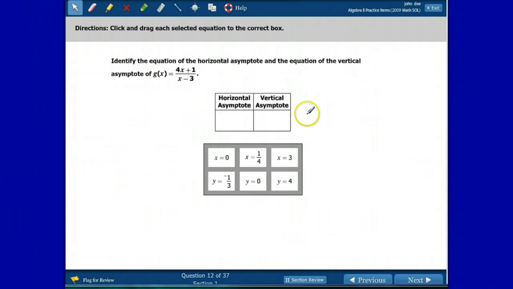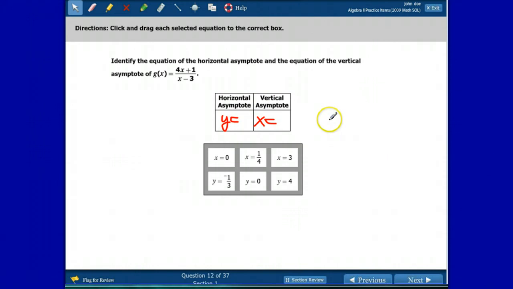Alright, to find horizontal and vertical asymptotes, the first thing you need to know is what letter starts horizontal and what letter starts every vertical. If you don't know that, you're already in trouble. Verticals always start with x equals, and horizontals always start with y equals.